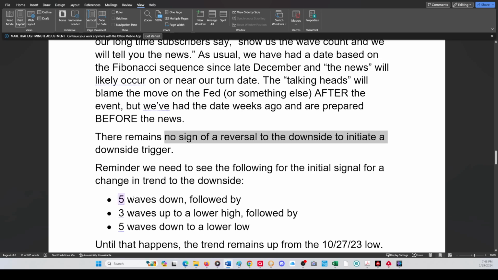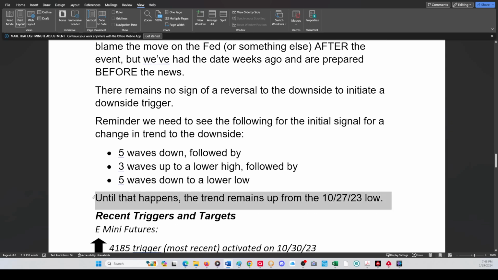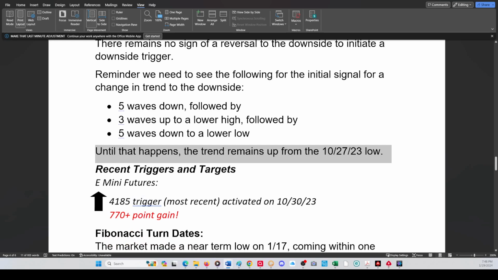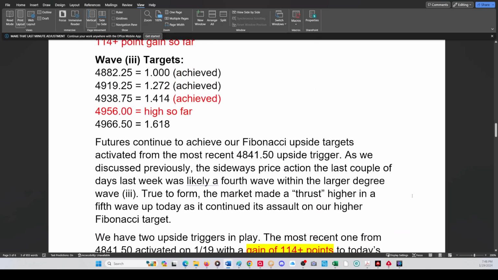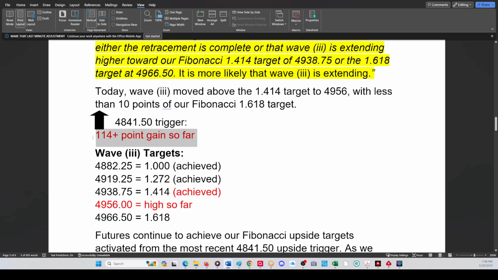The signals we need is 5 waves down, followed by 3 waves up to a lower high, followed by 5 waves down to a lower low. And that's just the initial sign, okay? There's more after that. We look every day, we don't see one. So as we've been printing for months now, until that happens, the trend remains up from the 10/27 low, and there's that target, or that trigger, I'm sorry, on 10/30, and there's the point gain. Again, $50 a point, not bad if you got in on that one, and even if you didn't, if you got in on this most recent one, that's 114 and counting. We'll see where that goes.